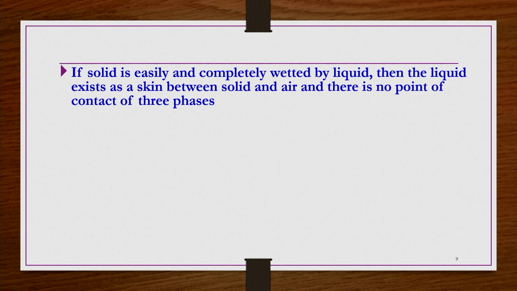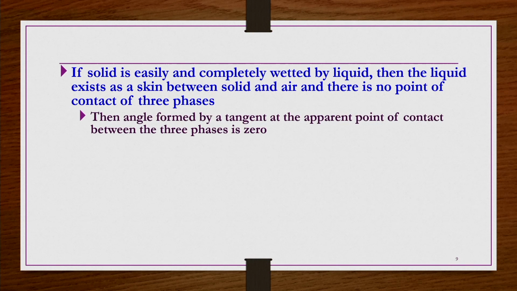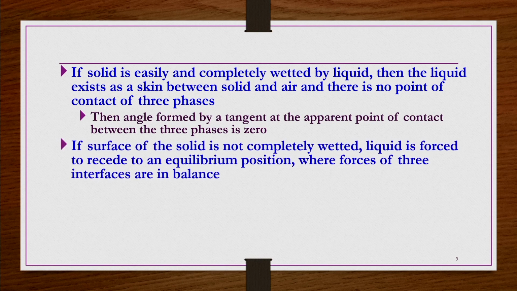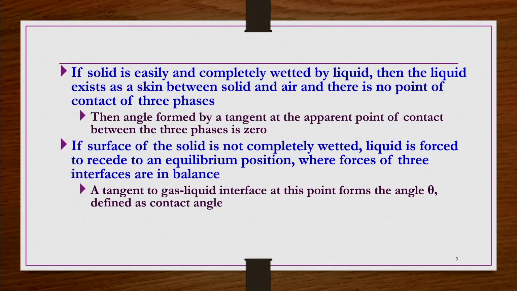If the solid is easily and completely wetted by the liquid, then the liquid exists as a skin between solid and air, and there is no point of contact of three phases. Then the angle formed by a tangent at the apparent point of contact between the three phases is 0, that is, the contact angle is 0 in such a case. If the surface of the solid is not completely wetted, the liquid is forced to recede to an equilibrium position where the forces of the three interfaces are in balance. Then a tangent to the gas-liquid interface at this point forms the angle theta, defined as the contact angle.